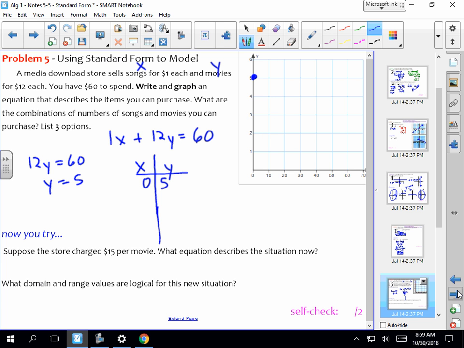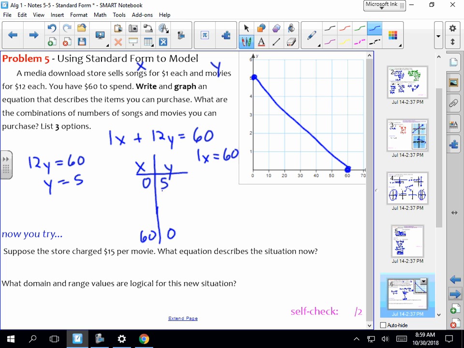If I take and cover up the 12y, I just have 1x equals 60. So that would be a dot down here. So if I were to connect these two, make a continuous line, there it would be. It's all in the first quadrant. I could buy 5 movies and no songs. I could buy 60 songs, no movies. That's the other end point here. And then everything in between.